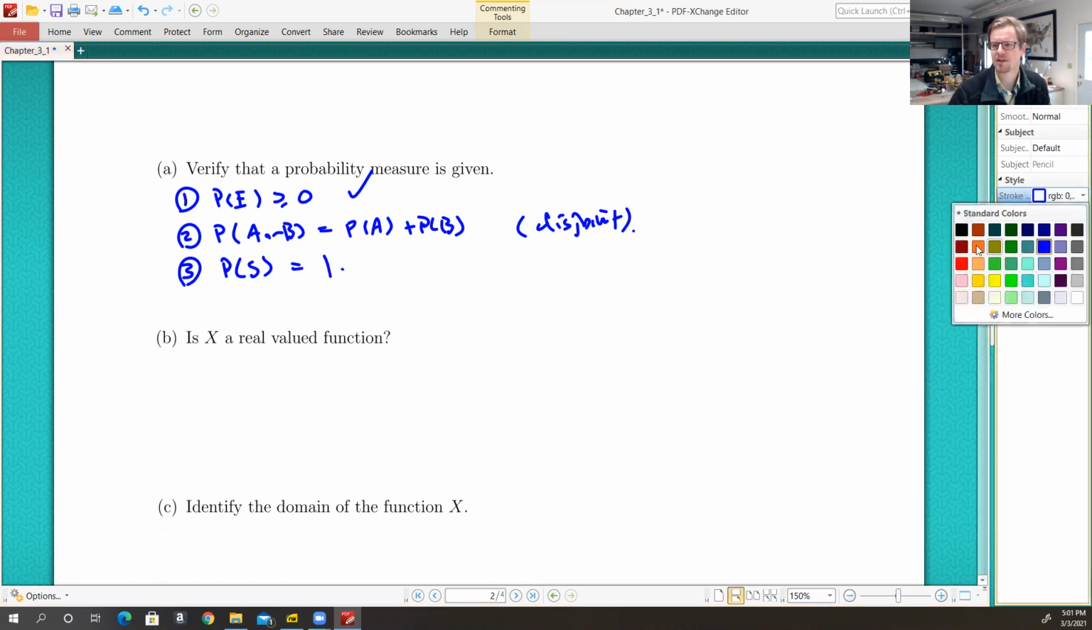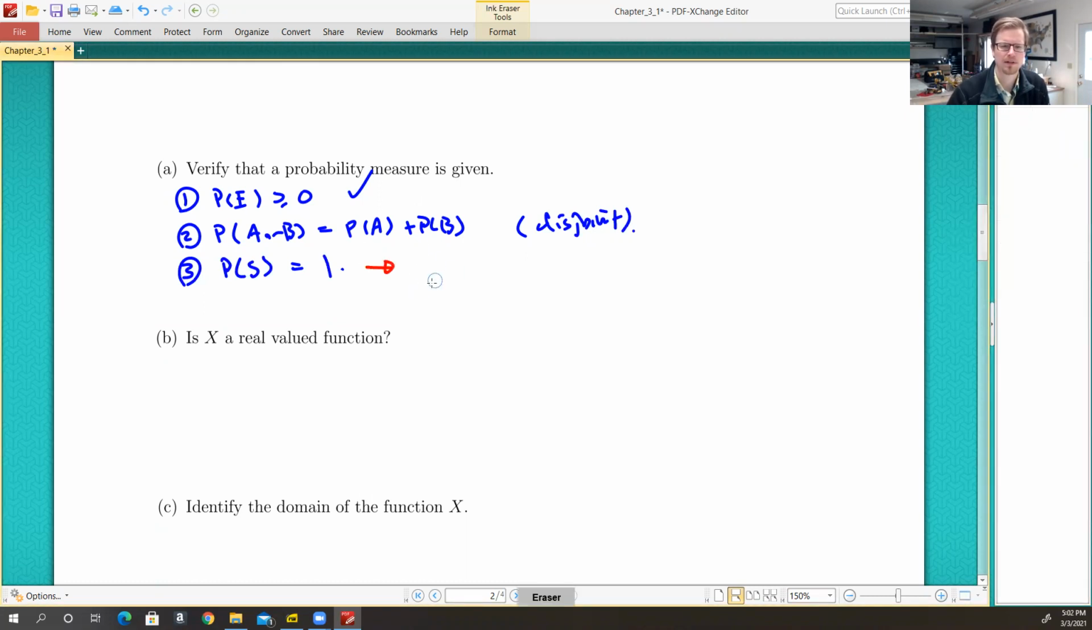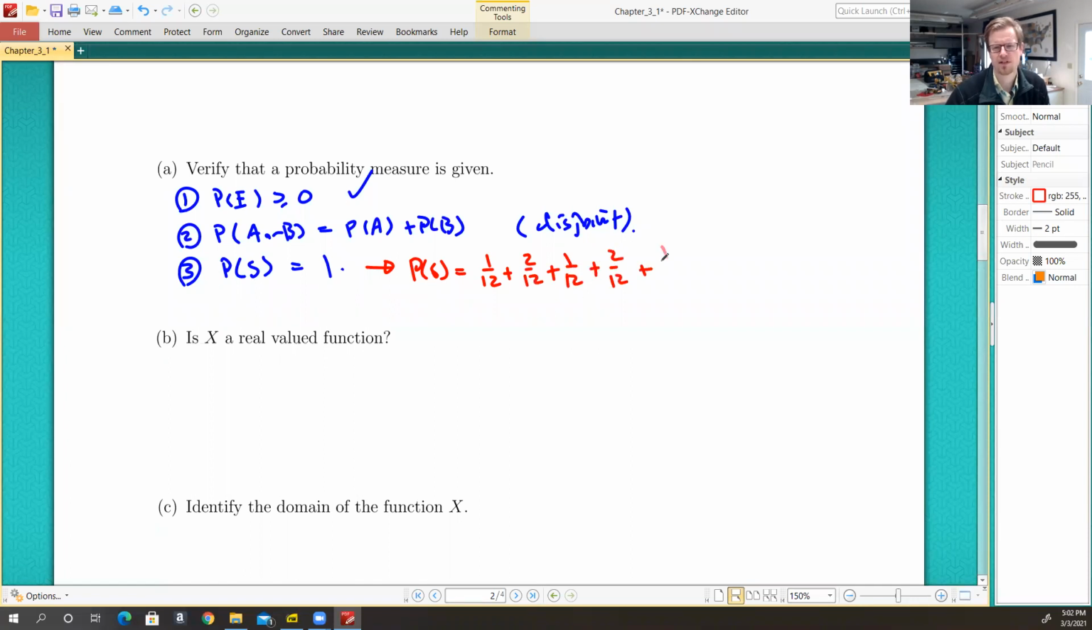And this can be verified by the sum. The probability of S is the sum of the probabilities of the individual outcomes. So 1/12 plus 2/12 plus 1/12 plus 2/12 plus 1/12 plus 2/12 plus 3/12 is in fact 12/12 or 1. Excellent. So these are the postulates that needed to be satisfied for a probability. So this is a probability measure. We're good to go.